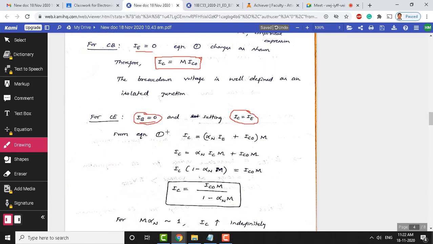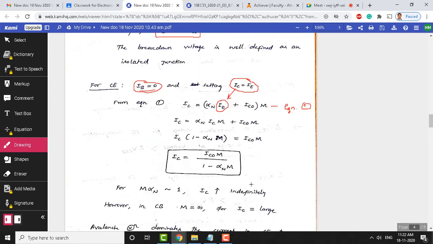let us see what the expression for the collector current is. I have rewritten here the same expression, which is equation 1. Okay. So, now I am substituting IC in place of IE, and there is no IB term in this case. So, IB equal to 0 means the base is kept open. Okay. So, now if you simplify this equation, we get the relation for IC: if you take IC as a common factor and send this to the right hand side, you have the final expression for IC as ICO times m divided by 1 minus alpha n times m here.